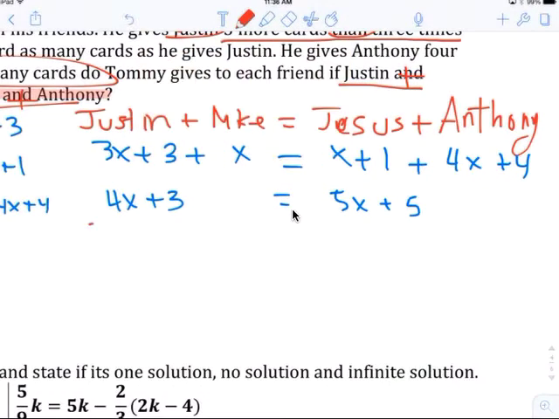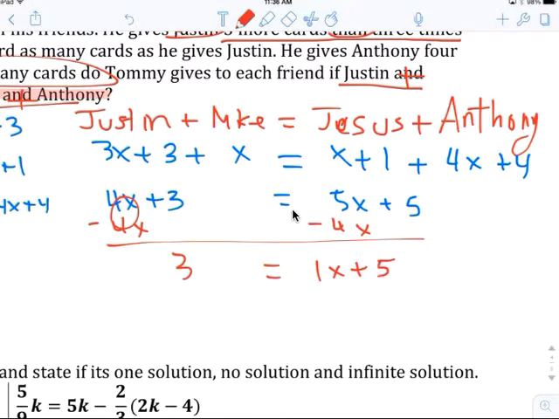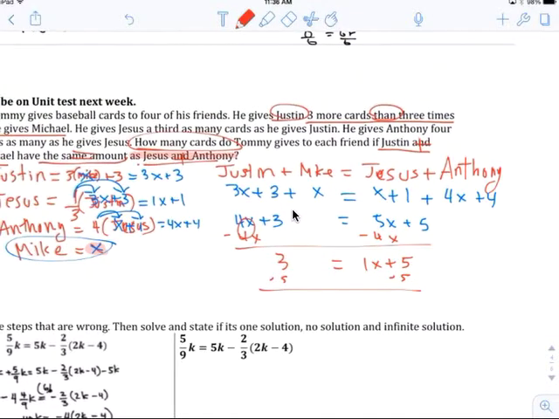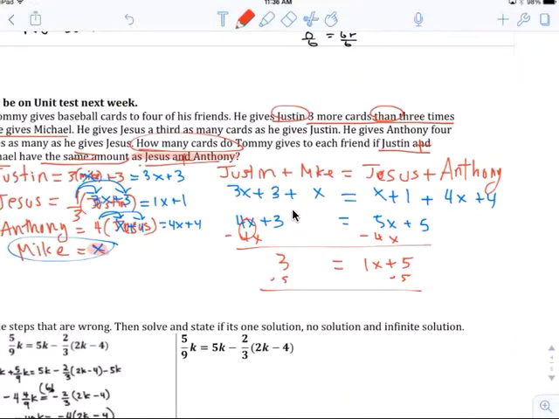And doesn't matter which one you make 0 to, but it's always easiest to make 0 to the smallest coefficient, the number next to the variable. 0 plus 3 is 3. 1x plus 5, you can't do anything, so you put 1x plus 5 here. Minus 5, minus 5. Oh my gosh, I made a mistake in my word problems.